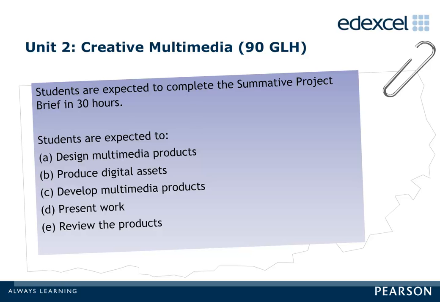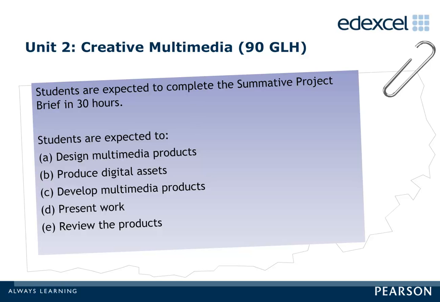Strand C. Develop multimedia products. Students should design and create products that enable them to demonstrate an appropriate level of skills in the combination of text, images, sound, video, and interactive assets. For example, shooting appropriate video footage and editing it together with an appropriate soundtrack and including the use of motion and shape tweens in animation.